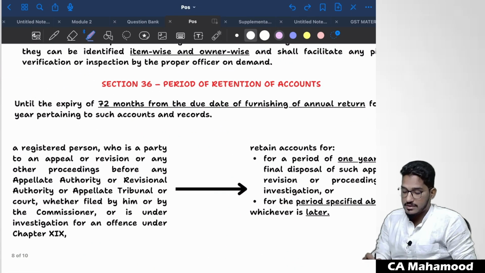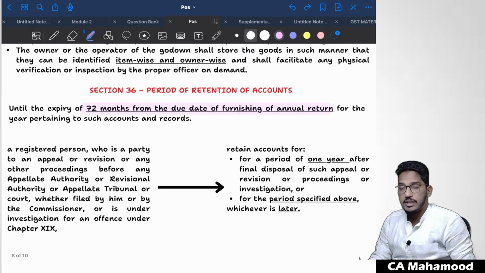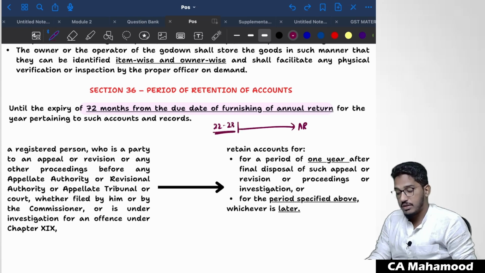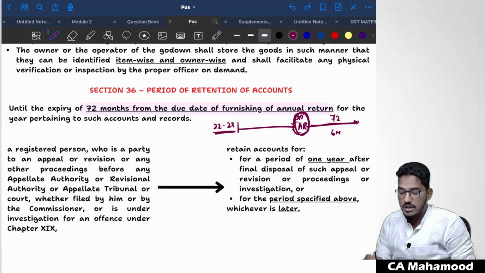So section number 36 says that until the expiry of 72 months from the due date of furnishing of the annual return for the year pertaining to such accounts and records. For example, if you are maintaining records for the year 22-23, for this year there will be a due date of furnishing the annual return. From the due date of furnishing of annual return, up to 72 months. That means 6 years from the due date of furnishing of annual return of the relevant financial year, you have to preserve those records. Able to understand? So that's what they are telling.